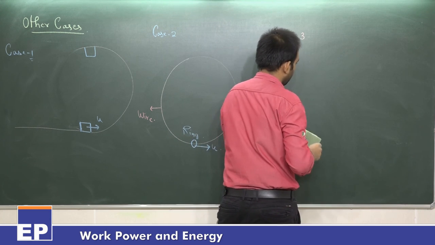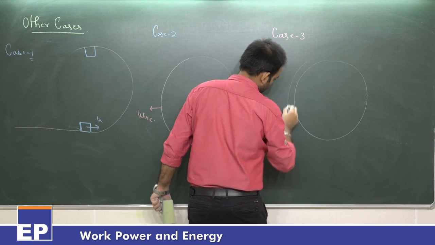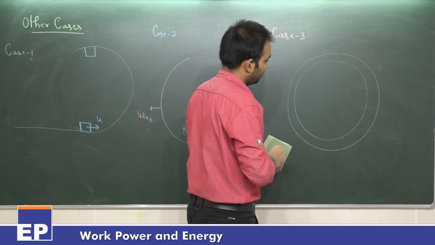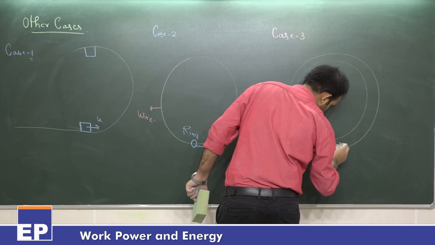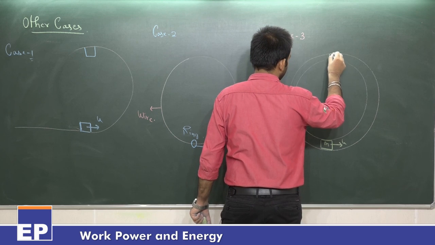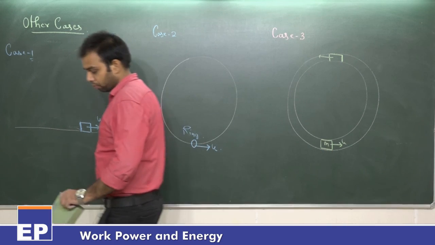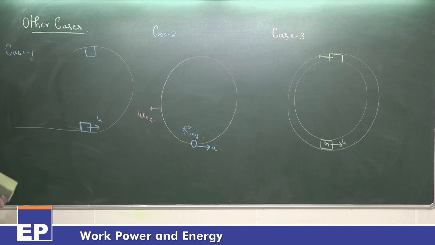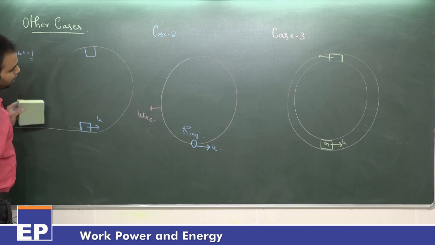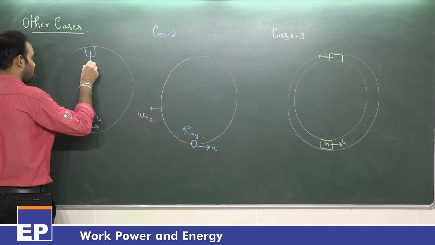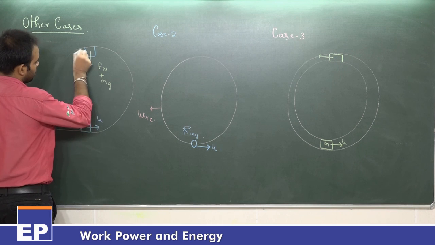Case 3 is this circular track and something is moving in it. What is the minimum speed so that it reaches here? See how we can do this. If it is a mass m, we have a circular track and here it is moving inside it. So when it is moving on this, the normal direction force Fn will act downward, mg will also act downward, and it is going with some u.